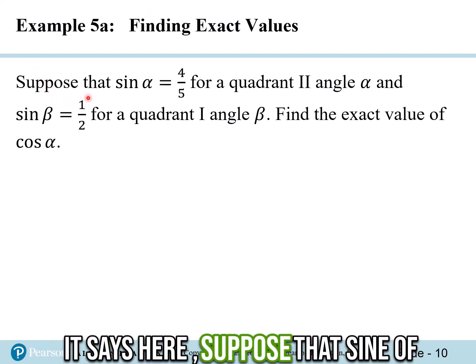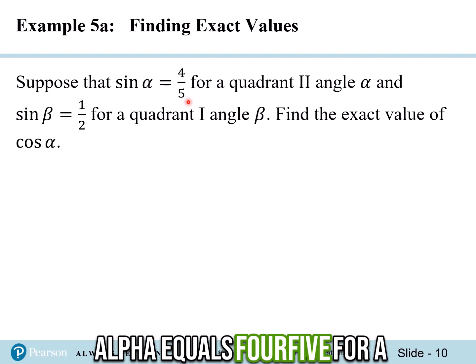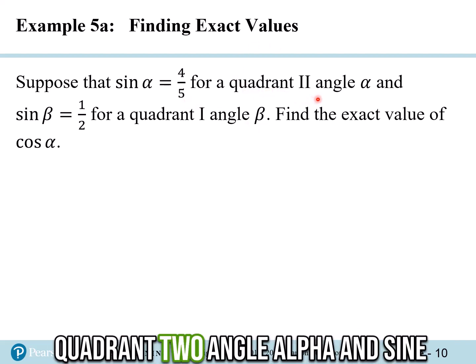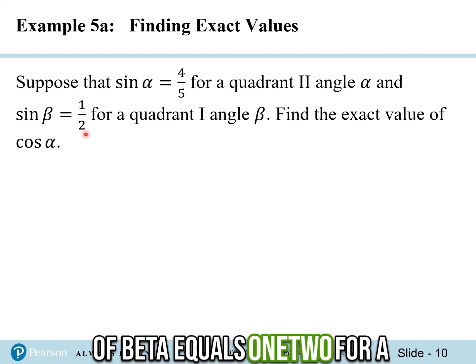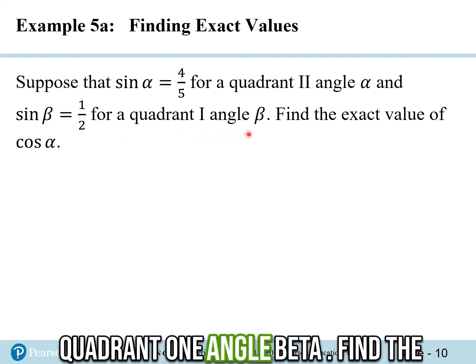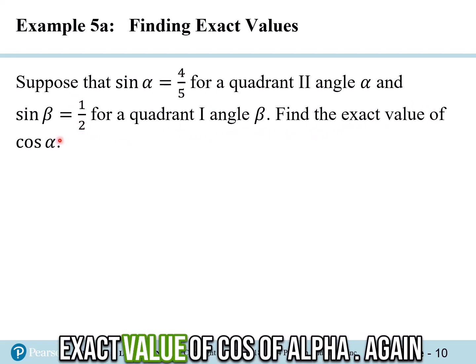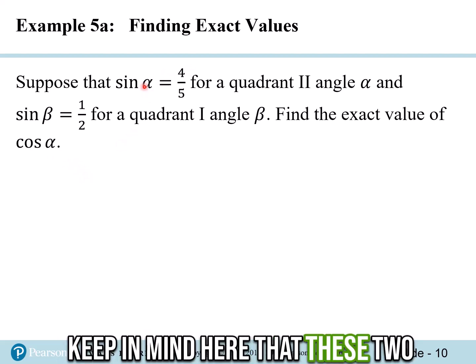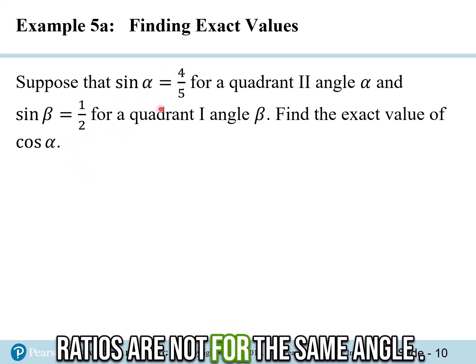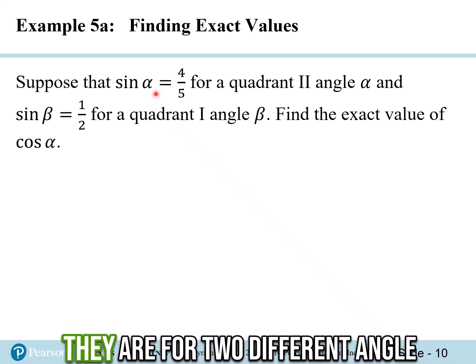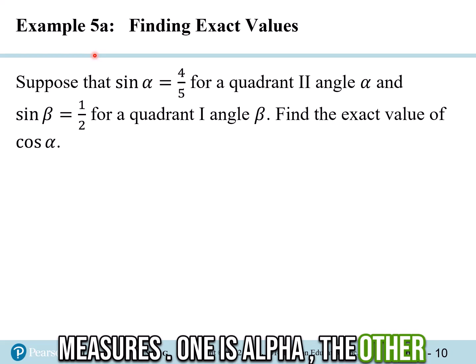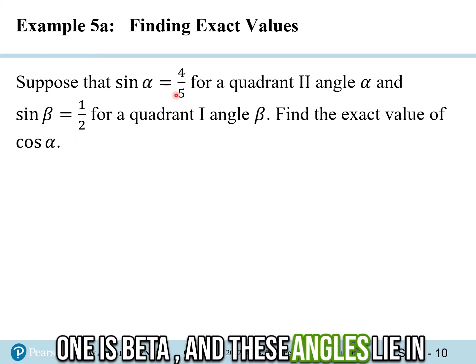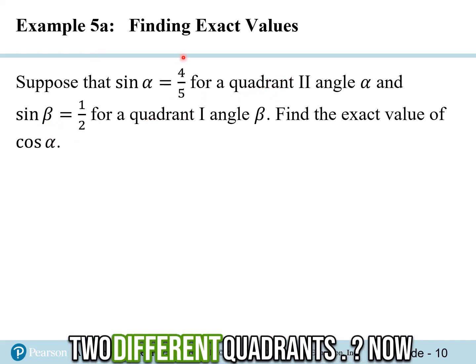It says here, suppose that sine of alpha equals 4/5 for a quadrant 2 angle alpha and sine of beta equals 1/2 for a quadrant 1 angle beta. Find the exact value of cos of alpha. Again, keep in mind here that these two ratios are not for the same angle. They are for two different angle measures. One is alpha, the other one is beta, and these angles lie in two different quadrants.